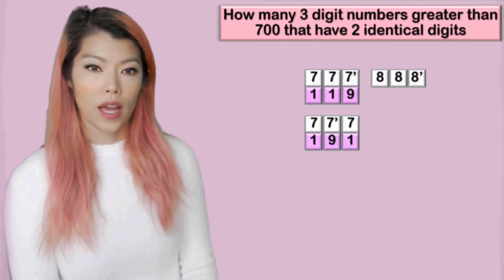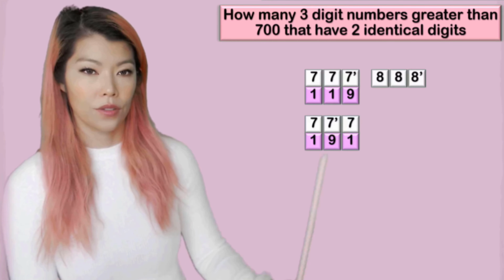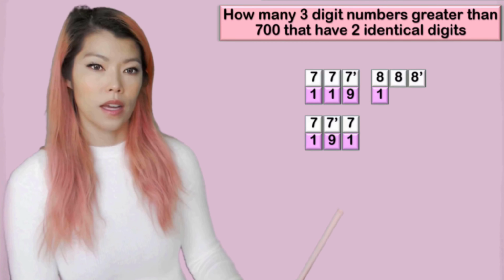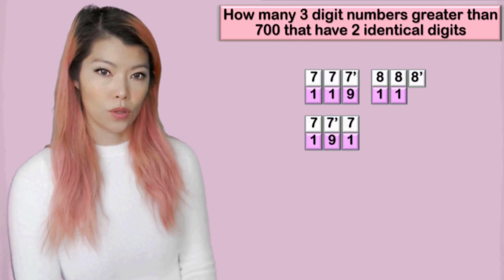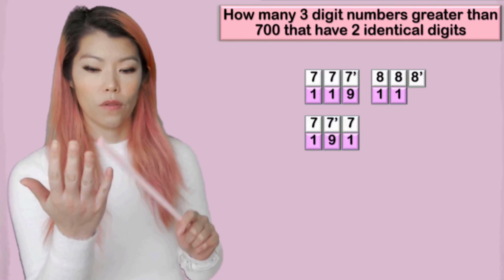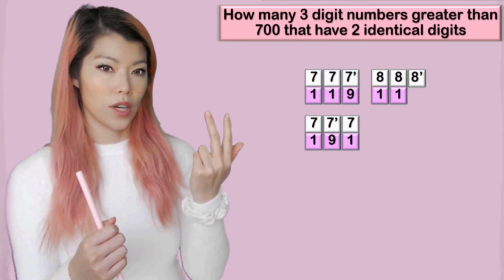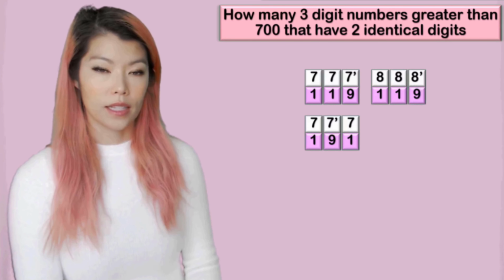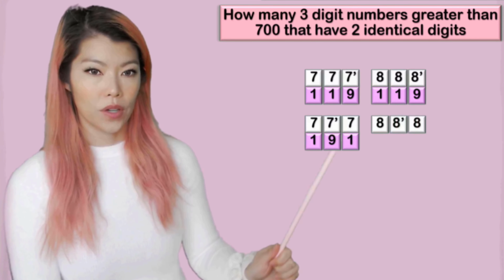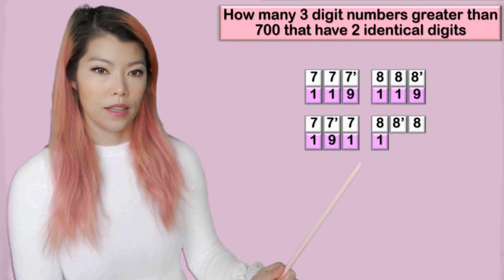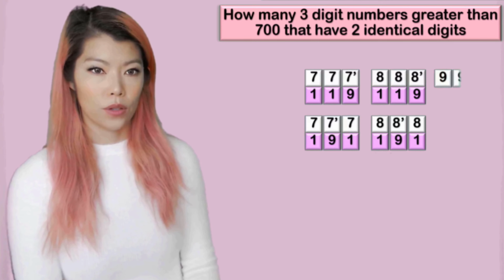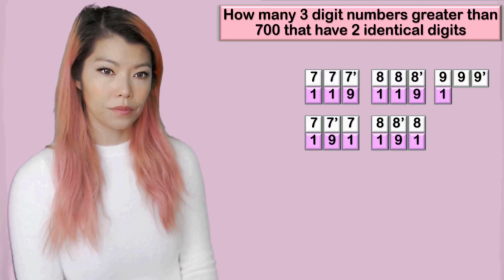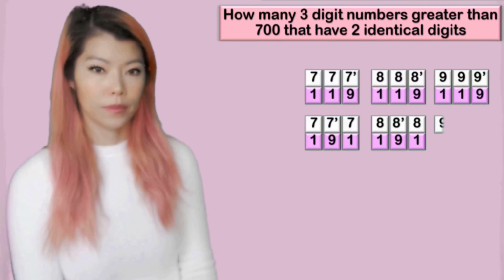But we could also start with number 8, so 8, 8 and something else. And for 8, we only have 1 option, but not 8 would be 0, 1, 2, 3, 4, 5, 6, 7, not 8, 9. So again, it's 9 options. And we could have 8, not 8, and 8. So that would be 1 option, 9 options, 1 option. But we could also have the 9 with the similar pattern.